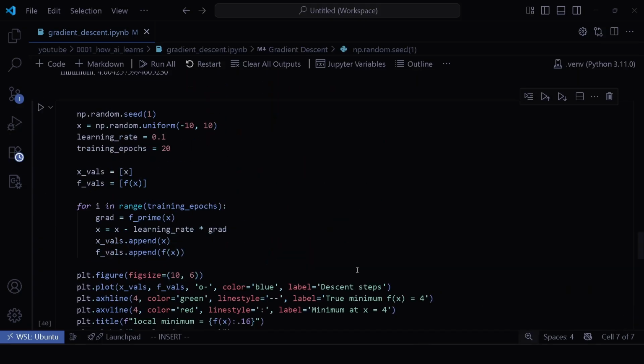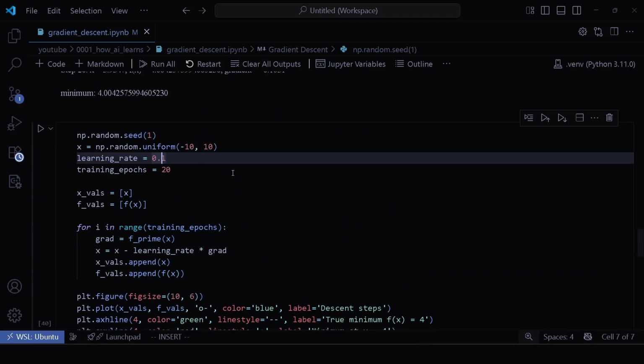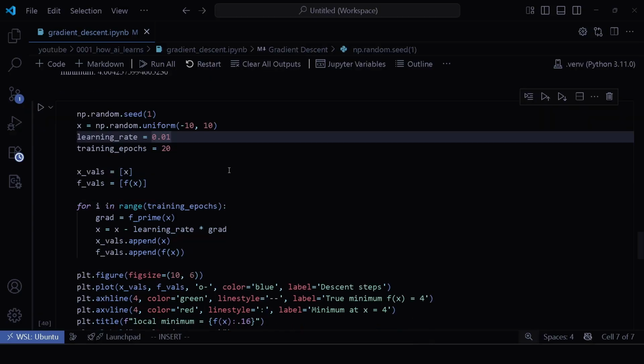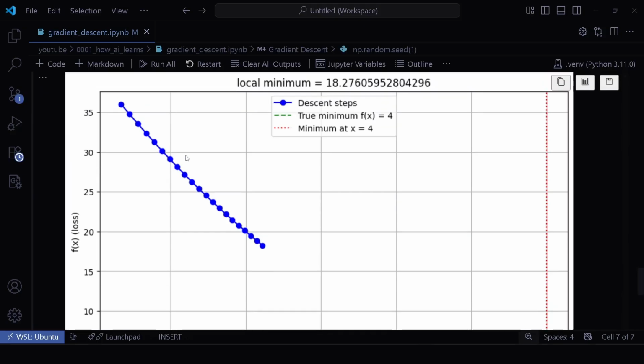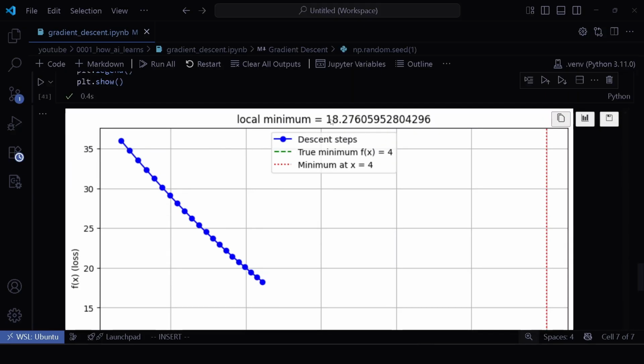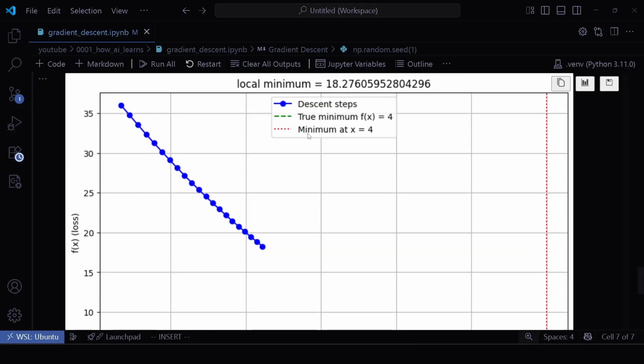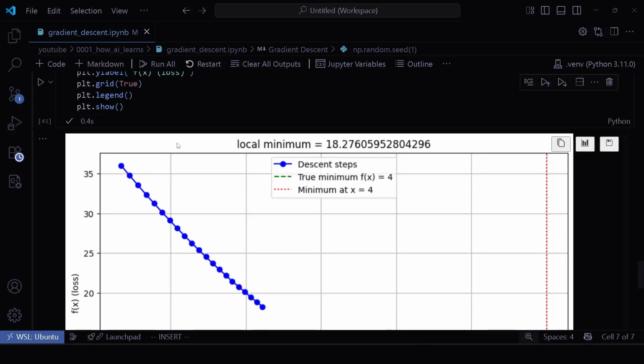Now, what if we try changing the learning rate to be, let's say, 0.01? So earlier we discussed that if the learning rate is too small, we might not be able to reach convergence, because by the end of the training epochs, we were taking too tiny of a step that we weren't able to reach the minimum point at all. Let's try doing that. And that does happen, as you can see here. Our local minimum turns out to be 18.27, when the actual value is 4. So we're not able to reach convergence.